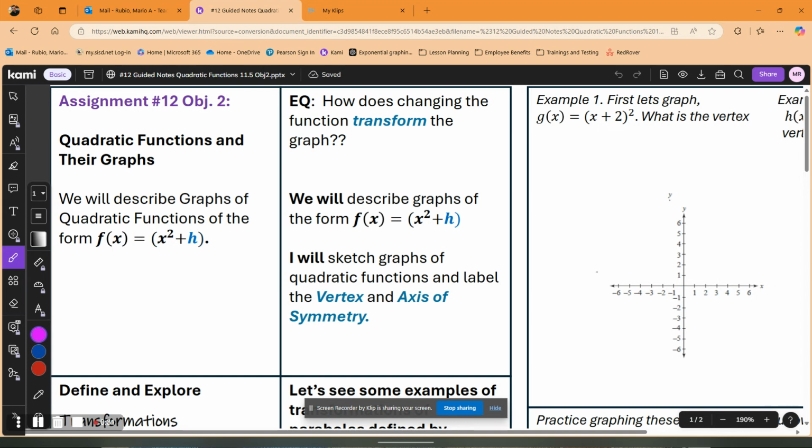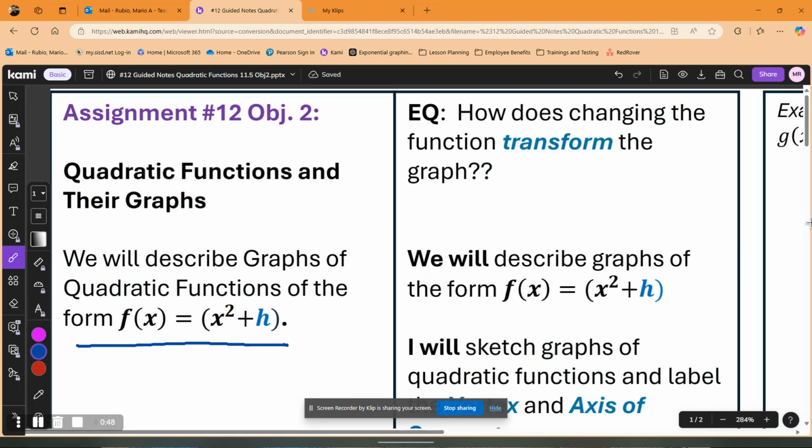So today we're going to be taking a look at objective assignment number 12, objective 2. This is quadratic functions and their graphs, and we will describe graphs of the quadratic functions in the form (x plus h) squared. So I have a little mistake here in your handouts. I probably printed this x squared plus h. We need to scratch this out, and we need to put the squared up here. Everywhere you see that, I made a mistake, and let's make that a squared.